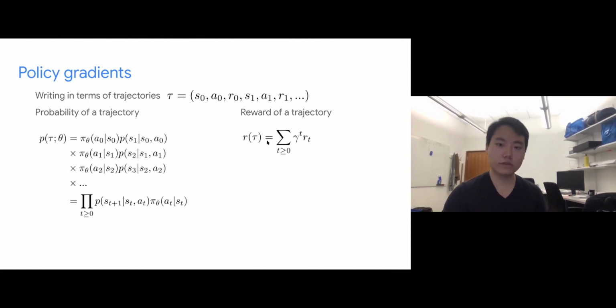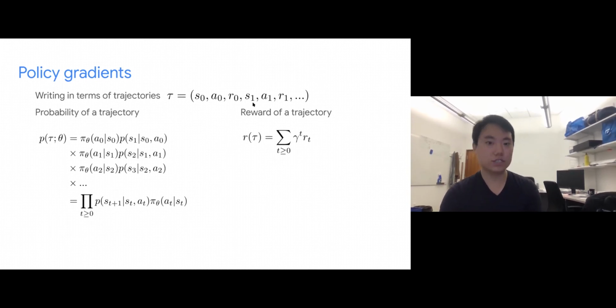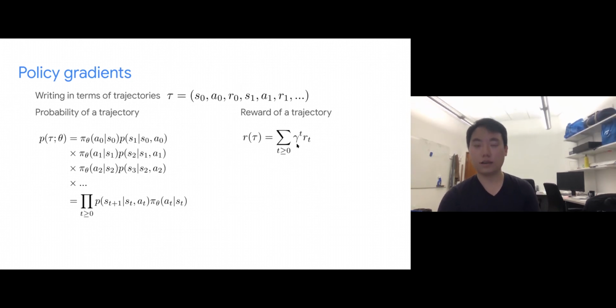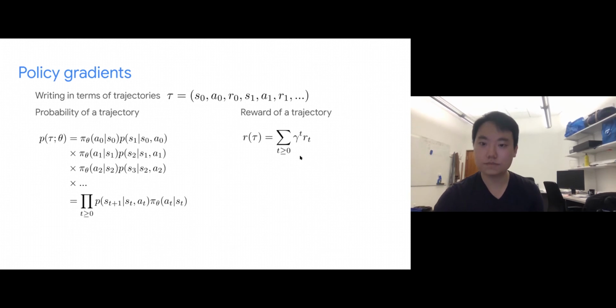Likewise, I'm also going to define the reward of these trajectories, which is very simple. It just takes all these rewards and sums them after multiplying by your discount factor to the power of t.